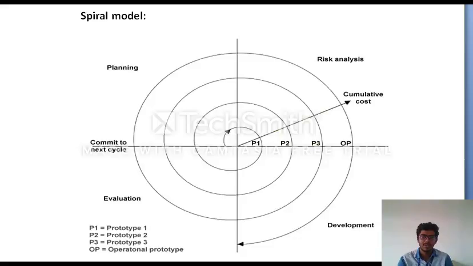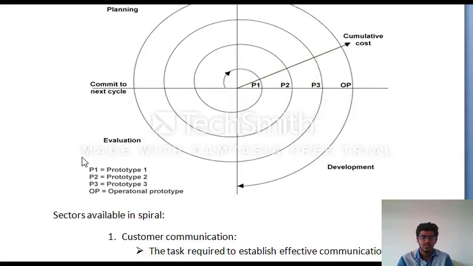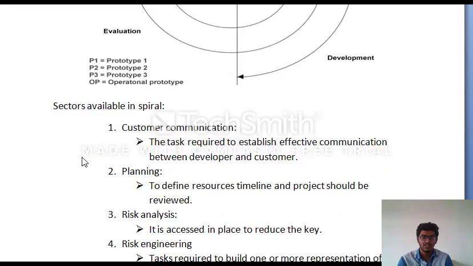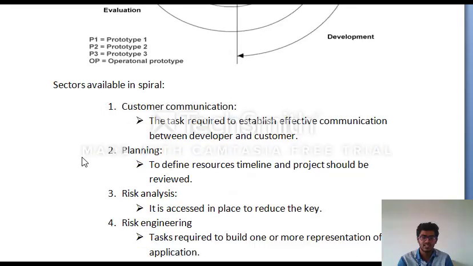Now let's discuss the spiral model. As the diagram suggests, it combines the planning, risk analysis, development and evaluation features of the software. The sectors available in the spiral model are customer communication, planning, risk analysis, and risk engineering.